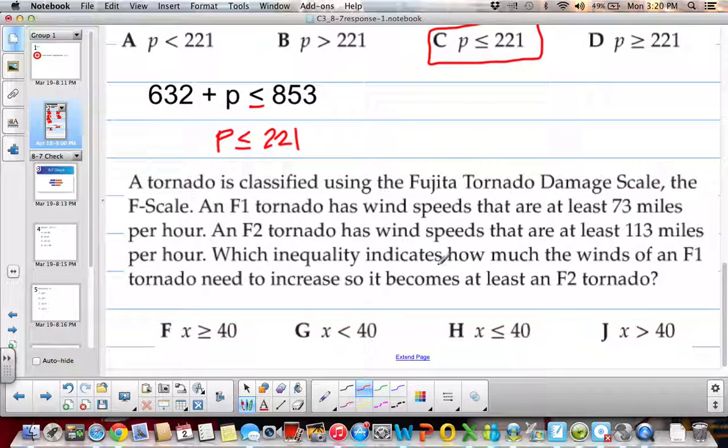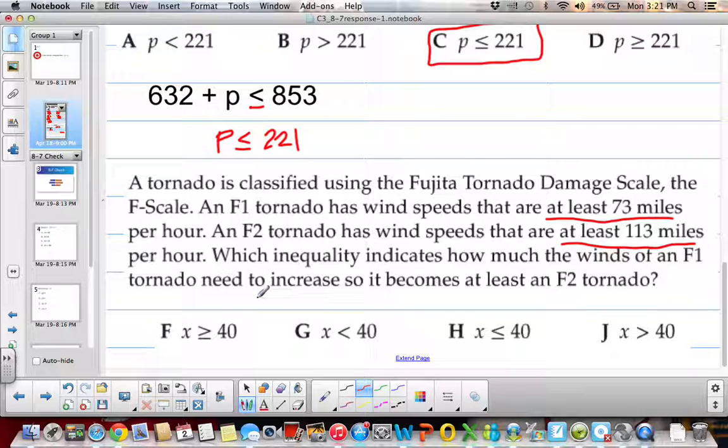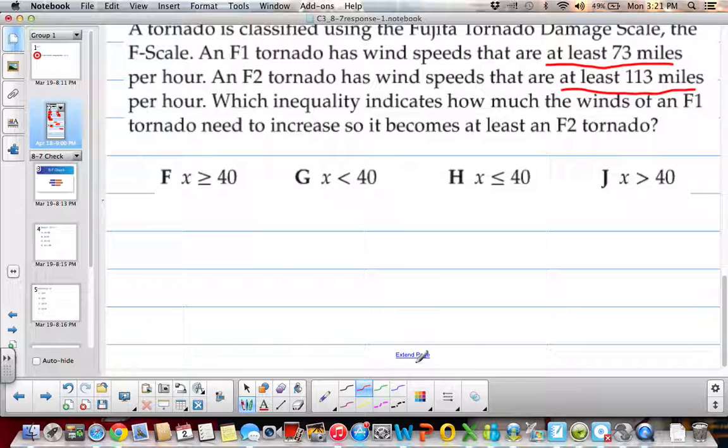Tornadoes are classified using the Fujita tornado damage scale, the F scale. An F1 tornado has wind speeds that are at least 73 miles per hour. An F2 tornado has wind speeds that are at least 113 miles per hour. Which inequality indicates how much the winds of an F1 tornado need to increase so it becomes at least an F2?